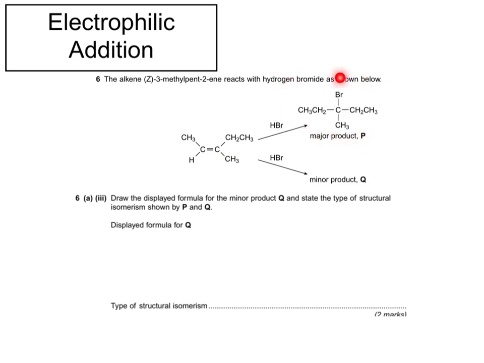So for the major product, you can see the bromine has been added to this third carbon along. And so the minor product will be where the bromine is added to the second carbon along instead. So a displayed formula for Q, and remember a displayed formula shows all the bonds, so we're going to do that. 1, 2, 3, 4, 5. We've got a bromine on the second carbon, and a hydrogen on the third, and then fill in the rest, CH3 there, and the rest are hydrogens.